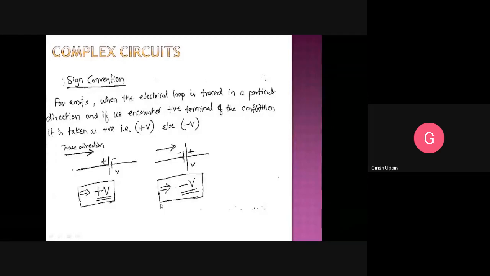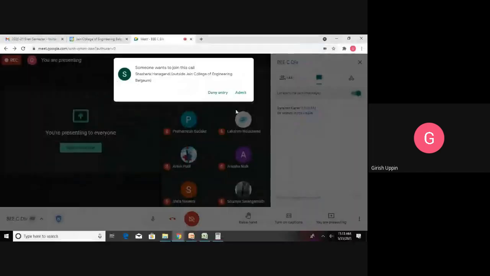Okay, so what are the sign conventions we have to follow when we are applying Kirchhoff's voltage law for electromotive forces, that is EMF sources? When the electrical loop is traced in a particular direction, and if we encounter the positive terminal of the EMF, then it is taken as positive, otherwise it is taken as a negative value.